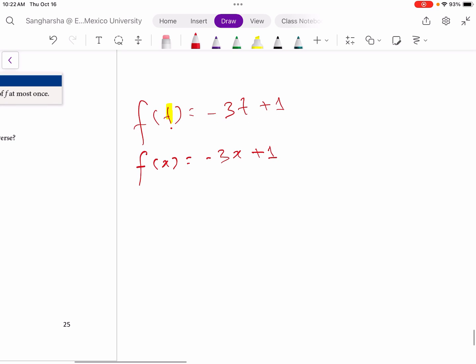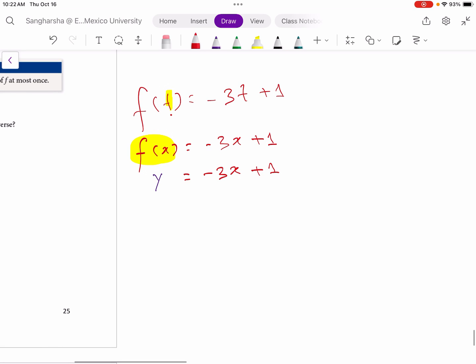Now let's find the inverse of this f function. So what is the first step? We replace this f of x by y. So we have y equals negative 3x plus 1. This is our first step, replacing f of x by y. What is the second step? We switch x and y. So for every y, we write down x. For every x, we write down y. So we have x equals negative 3 times y plus 1. You are switching x and y.